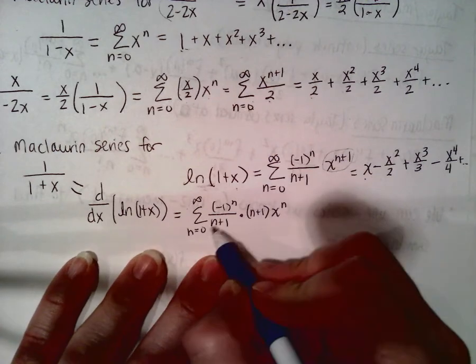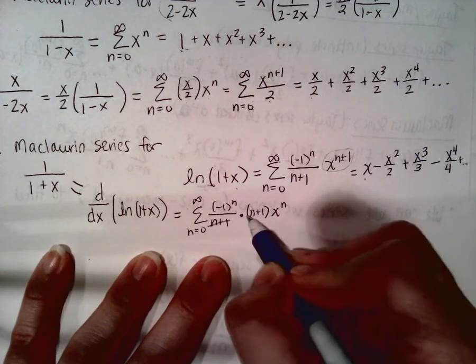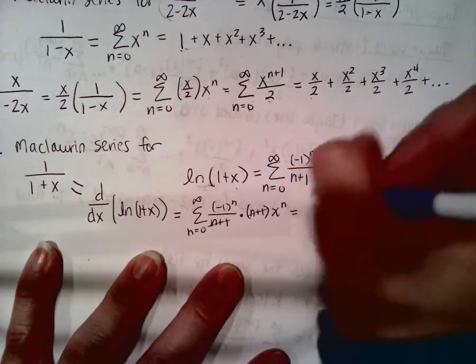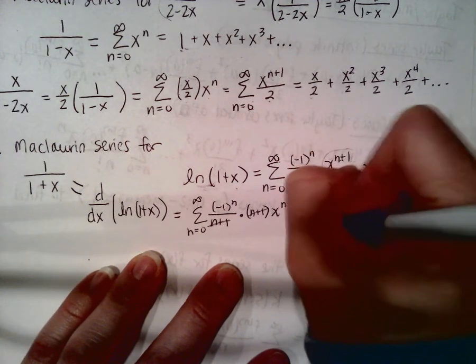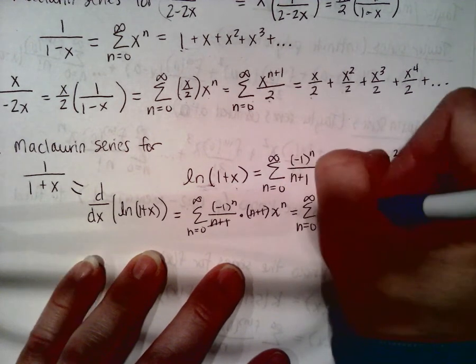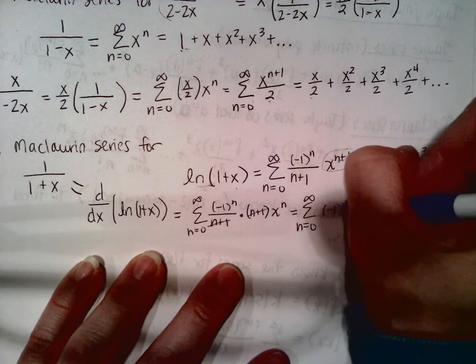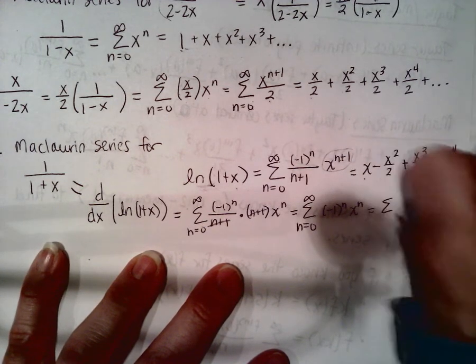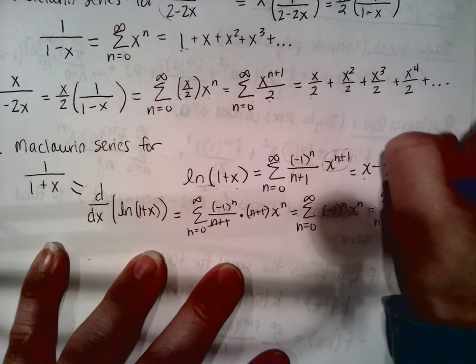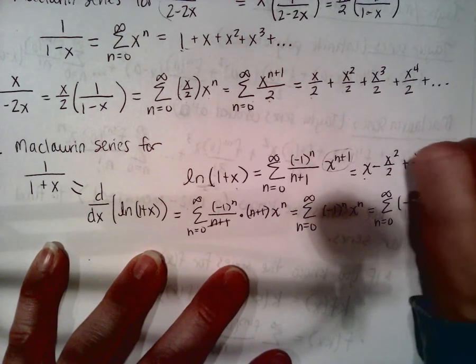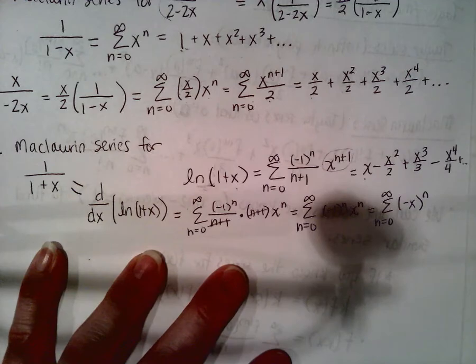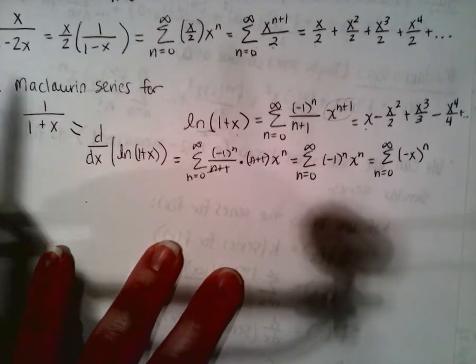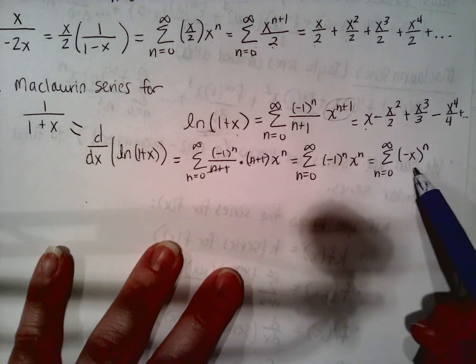So now the n plus 1's cancel, and we just get the sum from n equals 0 to infinity of -1 to the n, x to the n, or you could just write the sum from n equals 0 to infinity of -x to the n. You can either leave the -1 and the n separate, or you could put them together like that.